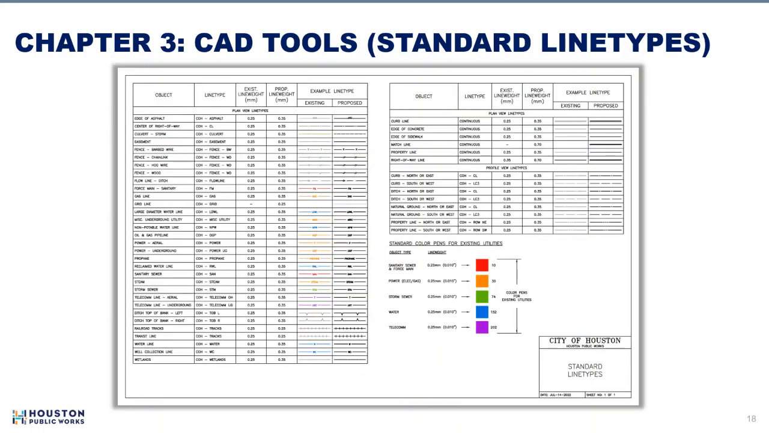Another CAD tool is a standard line types sheet. New line types containing words and symbols have been defined this year, and the city has updated its AutoCAD .lin file accordingly. This sheet shows a visual representation of the line types and also duplicates the standard color pens for existing utilities for ease of reference.